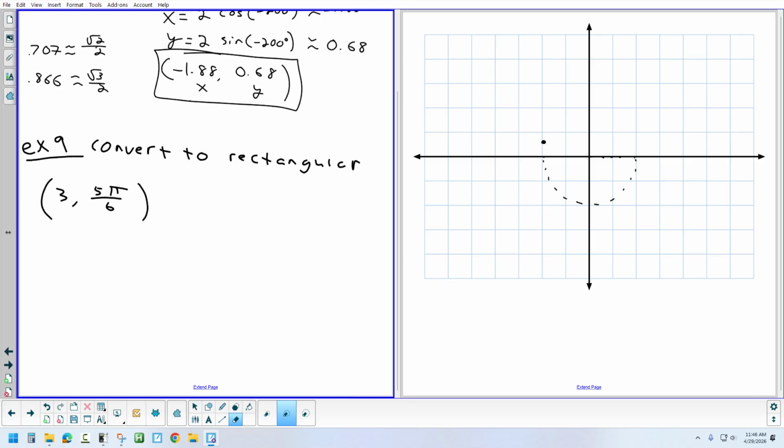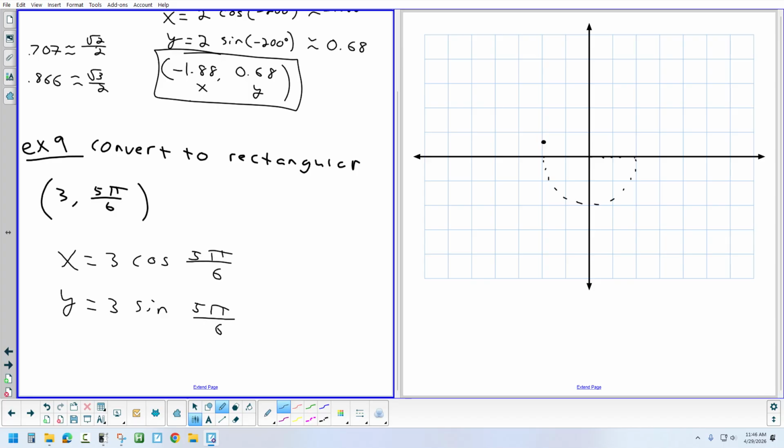Okay. Let's try this one. What's my formula for x on this one? Yep. 3 cosine 5 pi over 6. It's going to be easier to remember. And my formula for y? Yep. 3 sine 5 pi over 6. Now, 5 pi over 6.